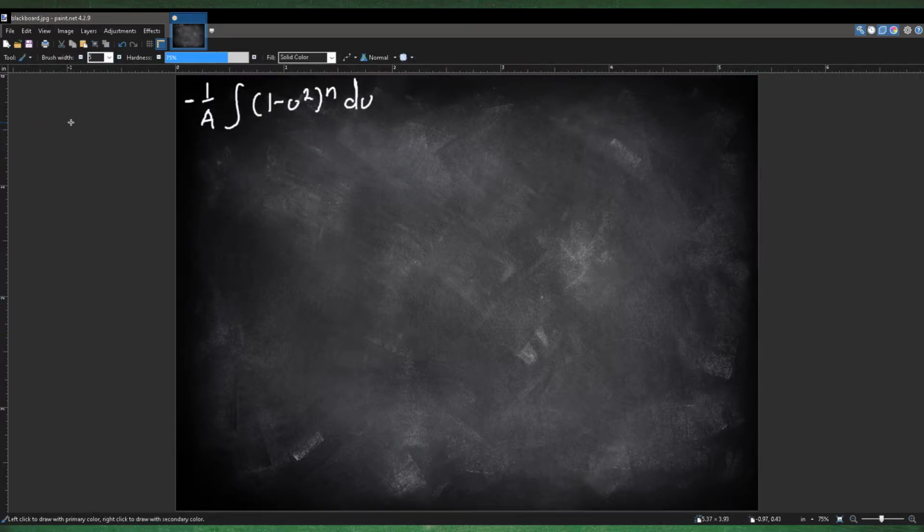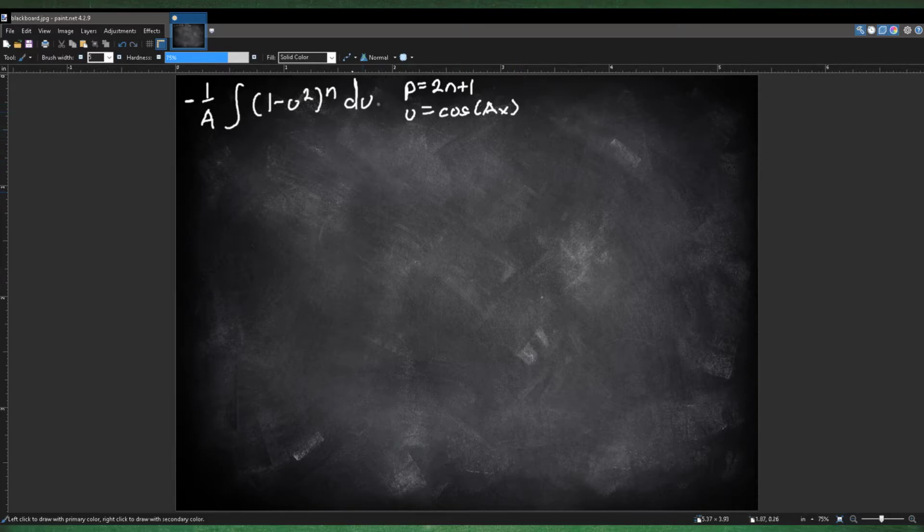Okay, so remember our n. The power is equal to 2n plus 1, because remember our power was 2n plus 1 in the beginning. And remember that our u is equal to cosine of ax. We will substitute this back in later, because this is in terms of u and we want it in terms of x.